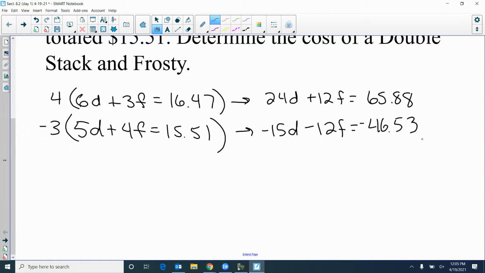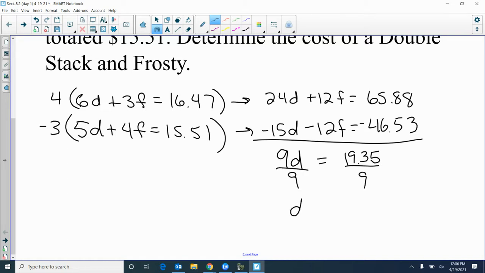Negative. And now you get 9D equals, and then that's going to be 5, 35, 9, 1935. Okay, now divide by 9. Divide by 9, and we get D equals 2, and then 215. So double stack. Each double stack is 215, according to this.